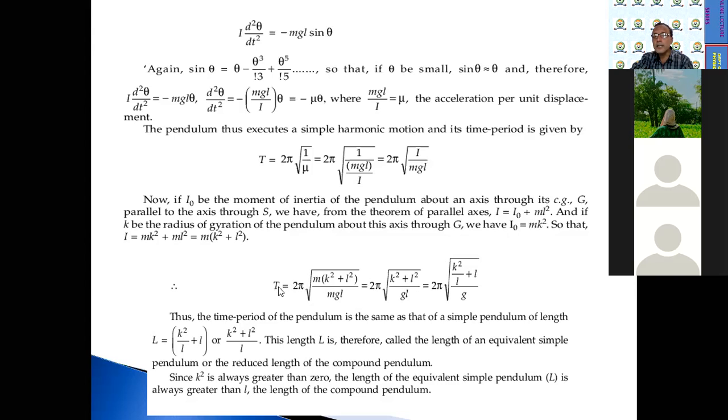If we square this, then T square is equal to 4 pi square (k square upon l plus l) divided by g. And using this equation, you can determine the moment of inertia. You can determine the acceleration due to gravity using which pendulum? Simple pendulum? Compound pendulum. Using the compound pendulum, isn't it?